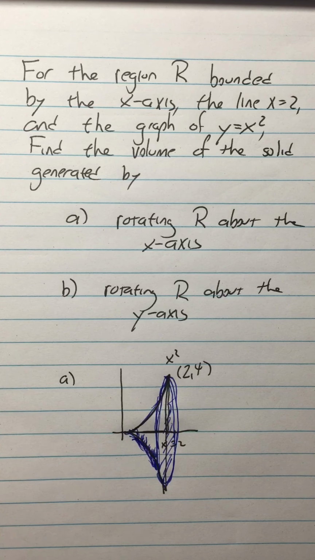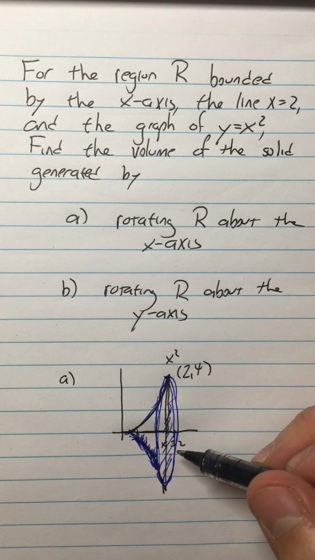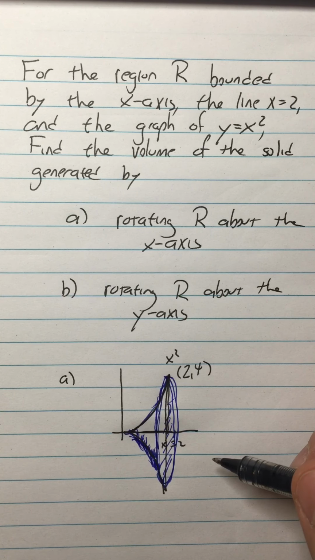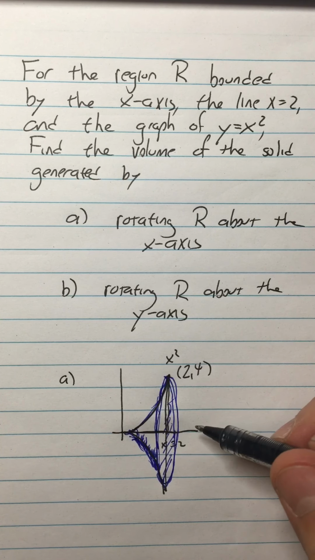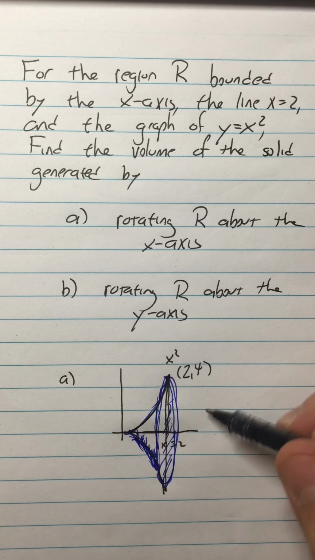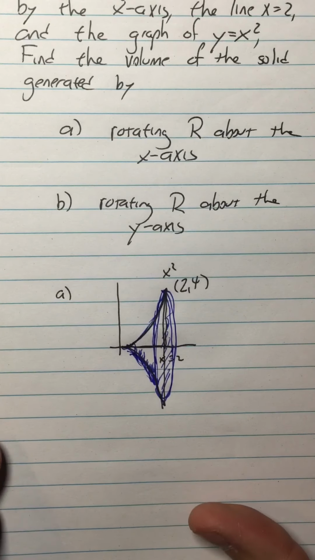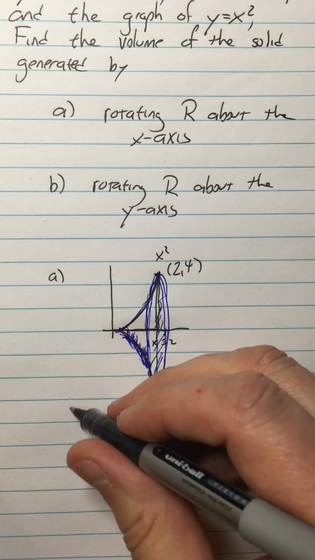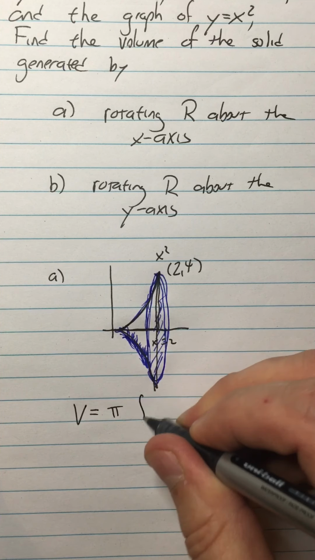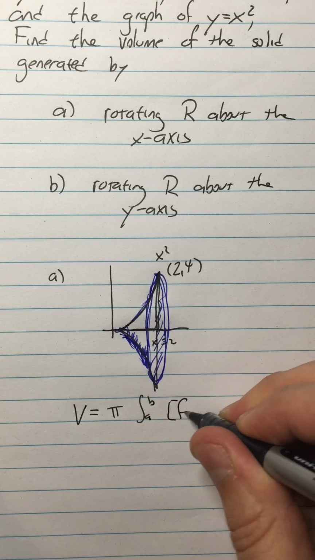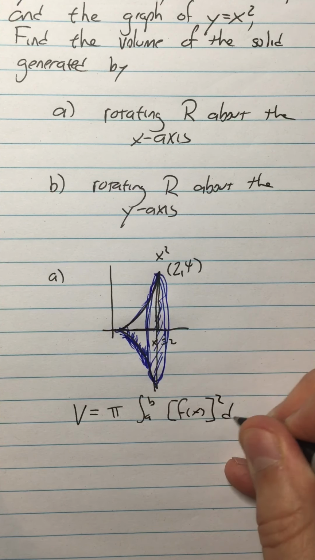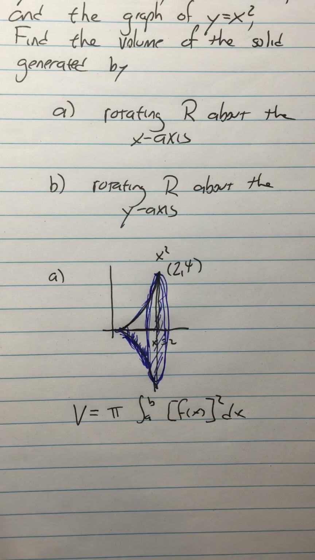Okay, so rotating it this way, we have to think, is it X, is it Y, is it simple, is it compound? It doesn't have a hole through it, so it's a simple shape. It's rotated around the x-axis, so look up your formulas from the notes. You're going to use V equals pi integral a to b of f of x squared dx. So that's pretty easy to do.